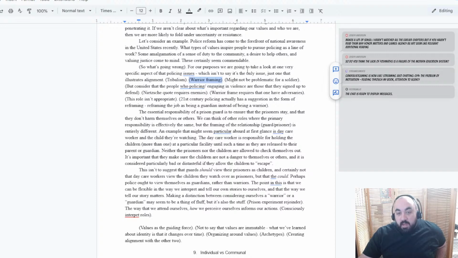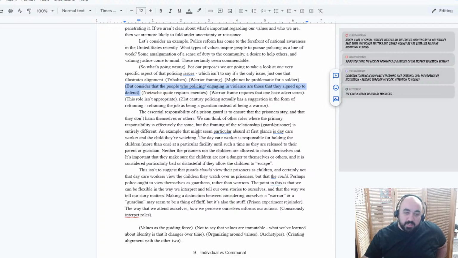Now, this might not be as problematic for a soldier, but consider that the people who are policing and engaging with violence are the people that they've signed up to defend. So when a police officer goes out and engages with the community via policing, it's not that they are fighting some sort of enemy, but they are engaged with the very people that they are ostensibly trying to protect.